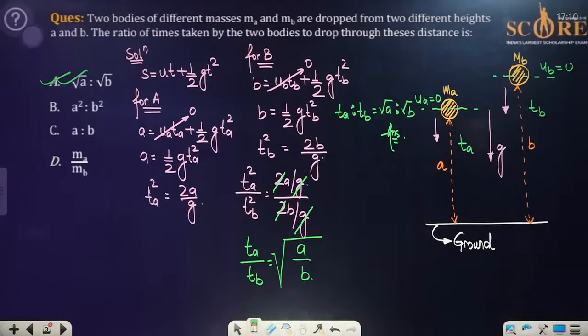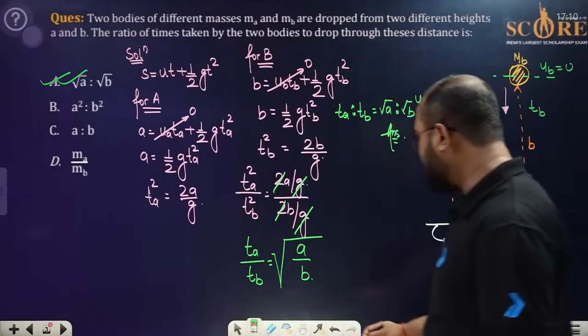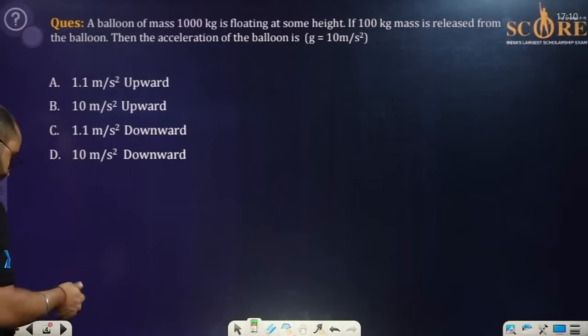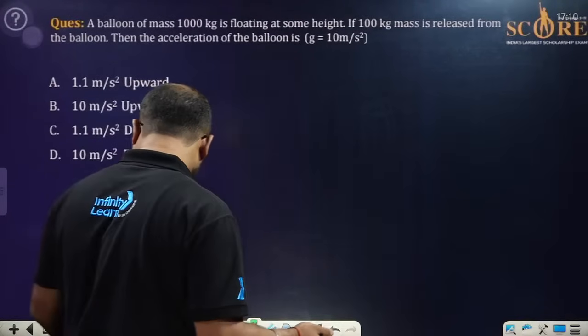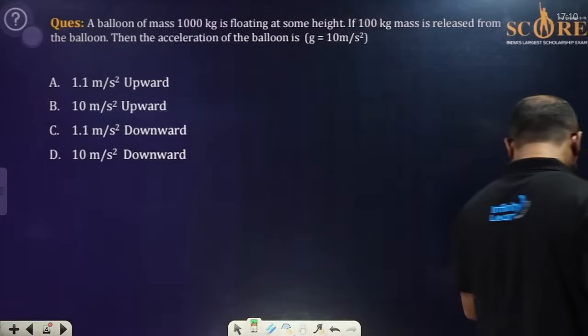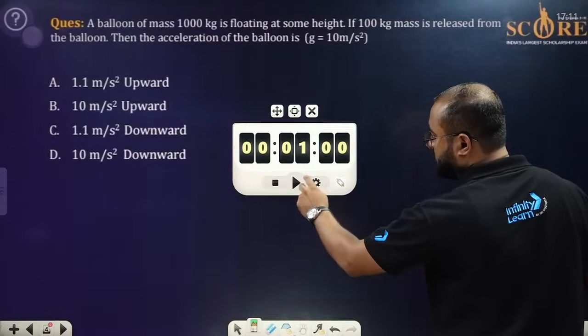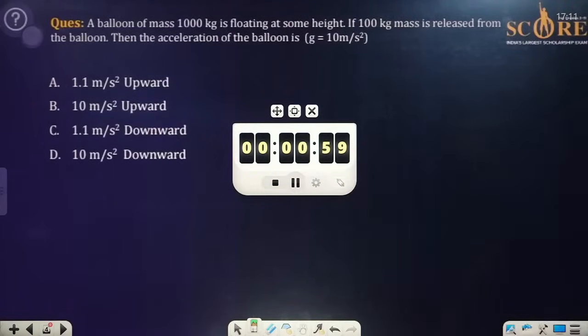Now, let us move to the second question, which is going to be this. I'll just provide you 1 minute of time to read, to analyze, to find out the answer, whatever that answer is going to be according to you, which is going to be correct.